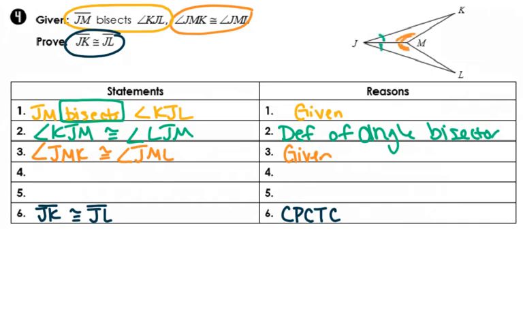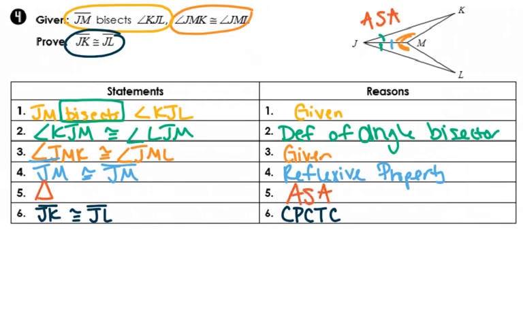And then also I noticed that they're sharing that same side. So I'm going to say JM is congruent to JM. And if I state it like that, then I have to use reflexive property. You can make a different statement and use the symmetric. It's the same idea. And I have said enough that I can say the triangles are congruent. So I have an angle, a side in between, and an angle. So angle, side, angle. And then I just need a congruent statement.